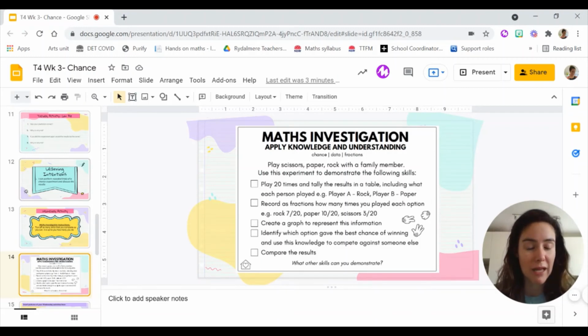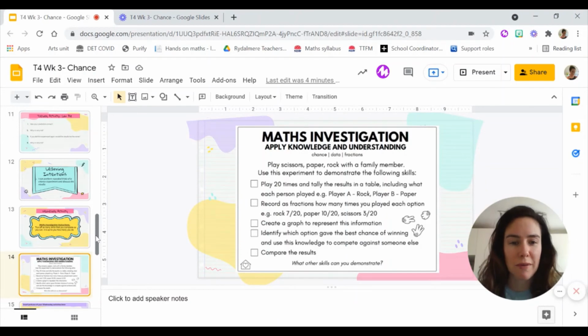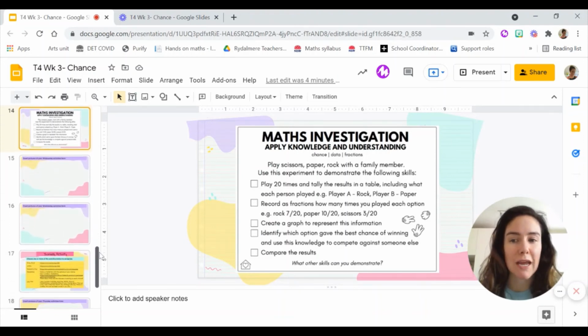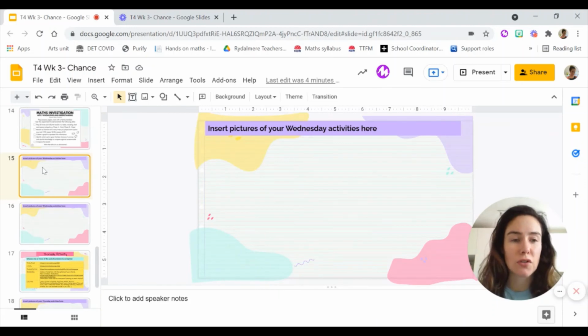So rock, player A, rock, player B, paper. Record as a fraction how many times you played each option. For example, you might have chosen to do rock 7 times, paper 10, and scissors 3. So the fraction of that is 7 out of 20, 10 out of 20, and 3 out of 20. Create a graph to represent this information, identify which option gave the best chance of winning, and use this knowledge to compete against someone else and compare your results. So not too many things that you need to do there for that investigation, but see how many you can get done. And if you have any photos of your activities, you can put them onto the slides here.